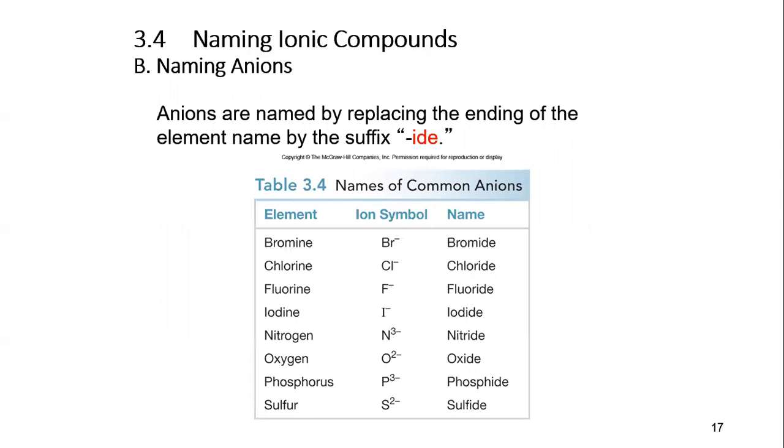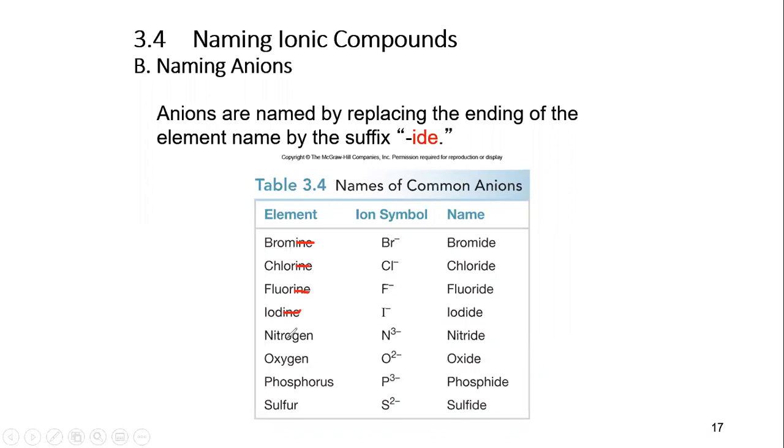So for anions, it's a little bit different. For anions, we have to replace the ending of the nonmetal with IDE. And for group 17 elements, it's very easy. You just drop the INE and you replace it with IDE. So bromine, when it's an anion, becomes bromide. Chlorine, when it's an anion, becomes chloride. Fluorine becomes fluoride, and iodine becomes iodide.